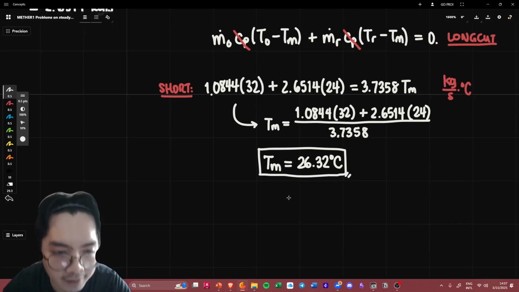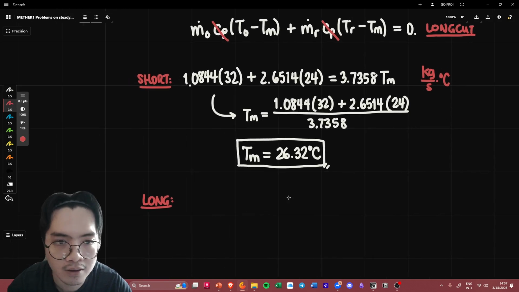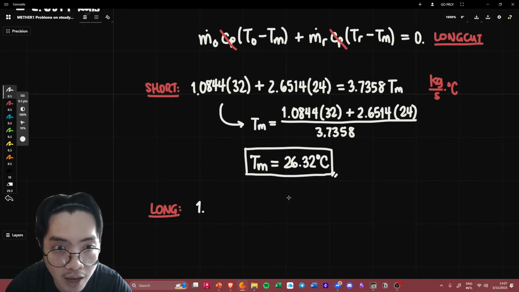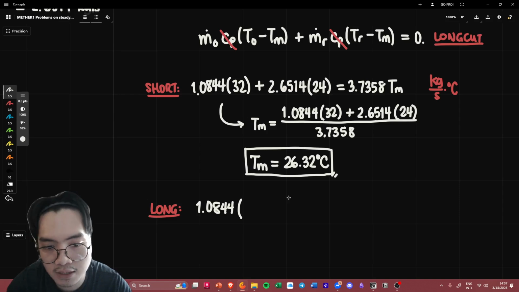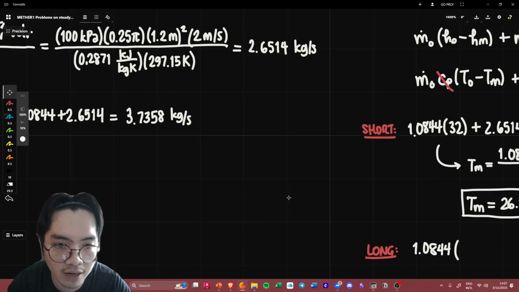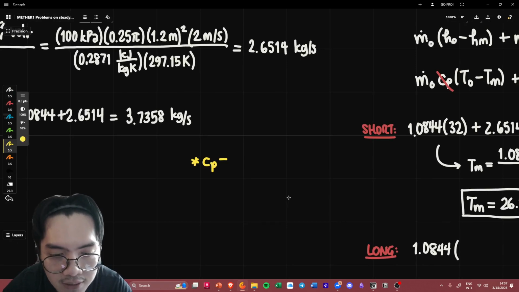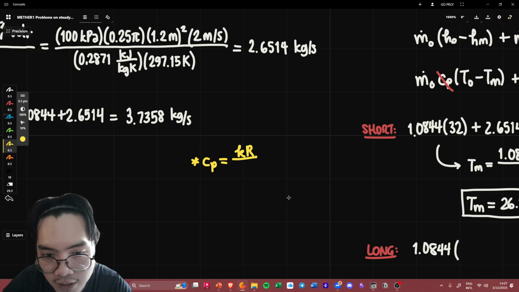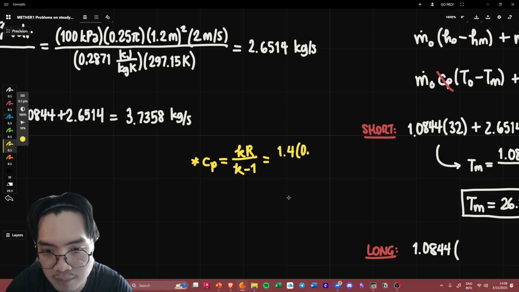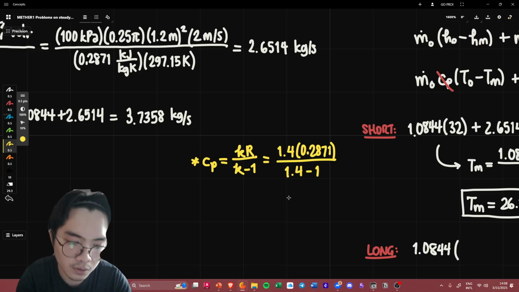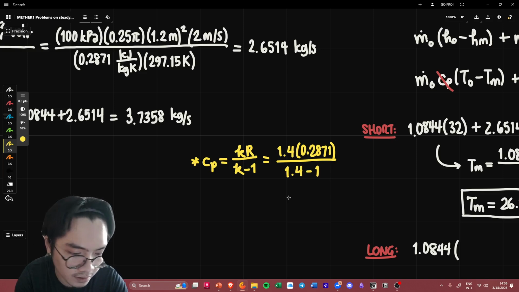Let's try the long cut now. The long method, by the way. So that's going to be MO 1.0844 times the CP of air. If you are not aware of the CP of air, you can calculate it right now. CP is going to be KR over K minus 1. For air, it's 1.4 times 0.2871 all over 1.4 minus 1. You will get a value of, let me just get this value.